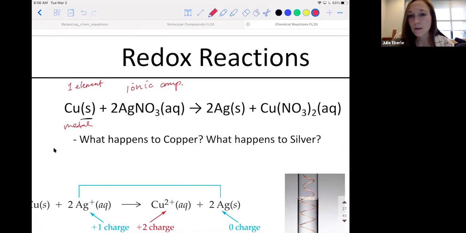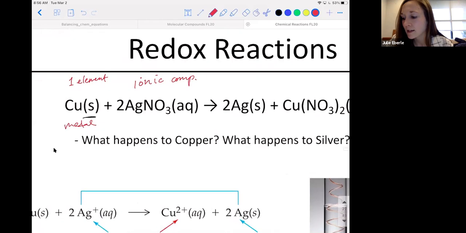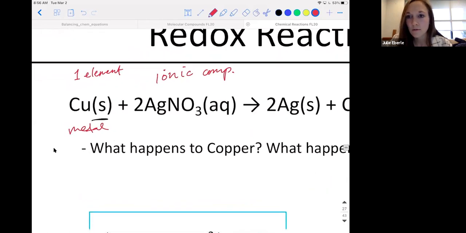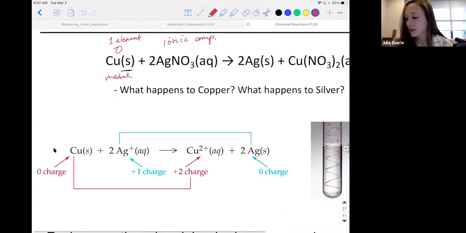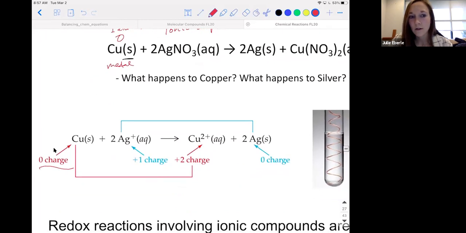So here's what I'm going to ask you. What things are changing charges? What happens to the copper and what happens to the silver when it comes to their charges? On the reactant side, does copper have any kind of charge starting out? If you had to assign a number to it that represented its charge, what number would you assign it? As an element, it's not an ion, so it should have what number assigned to it? Thank you, Nadia. It should have a 0. And that's what you see down here, 0 charge starting out.